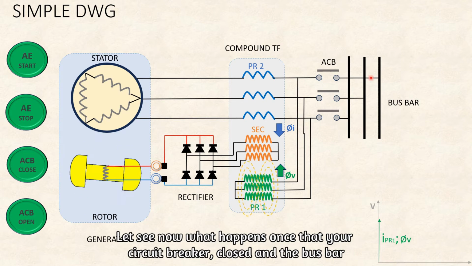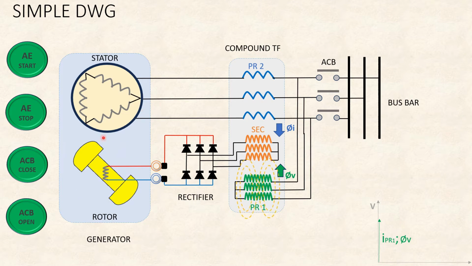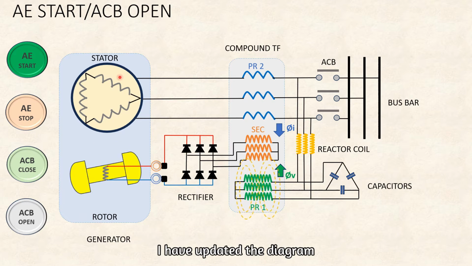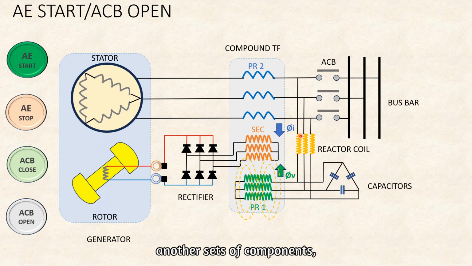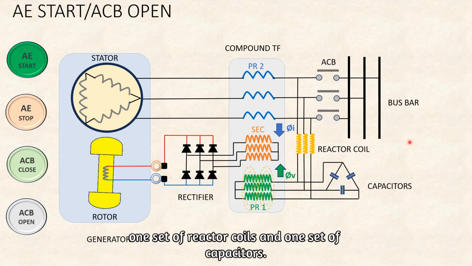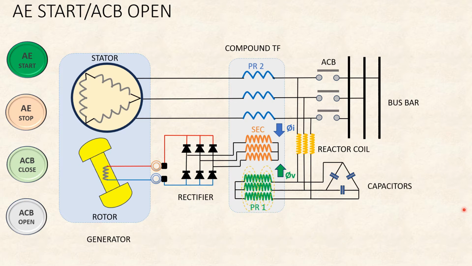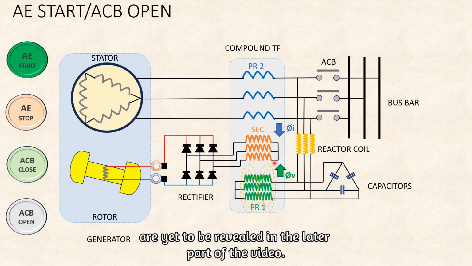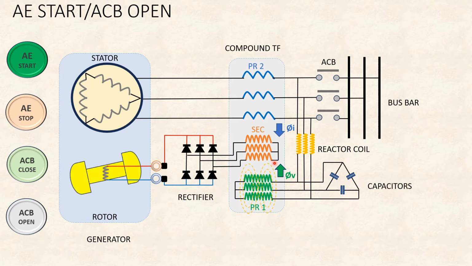Let's see now what happens once the circuit breaker is closed and the bus bar is connected with the alternator. Here, I have updated the diagram with two other sets of components: one set of reactor coil and one set of capacitors. The purpose of these two is yet to be revealed later in the video.